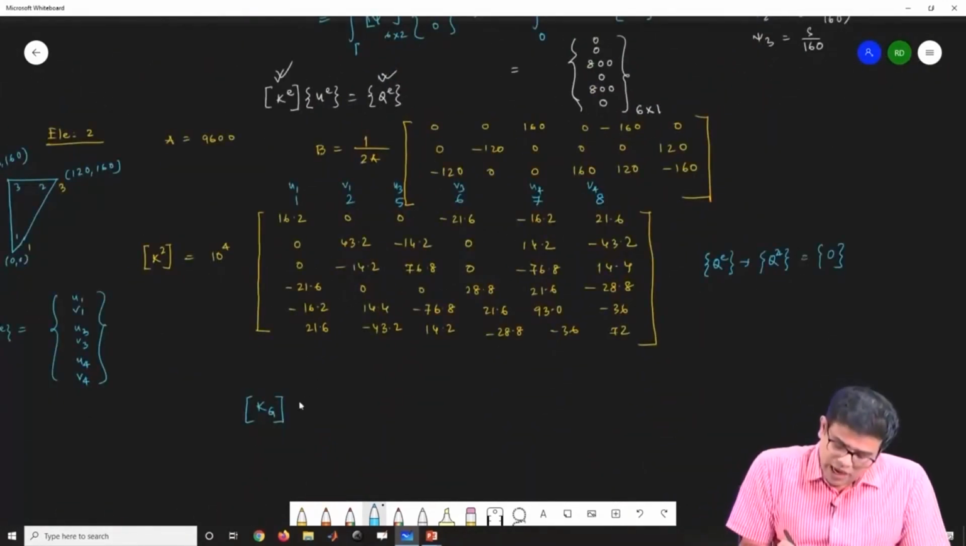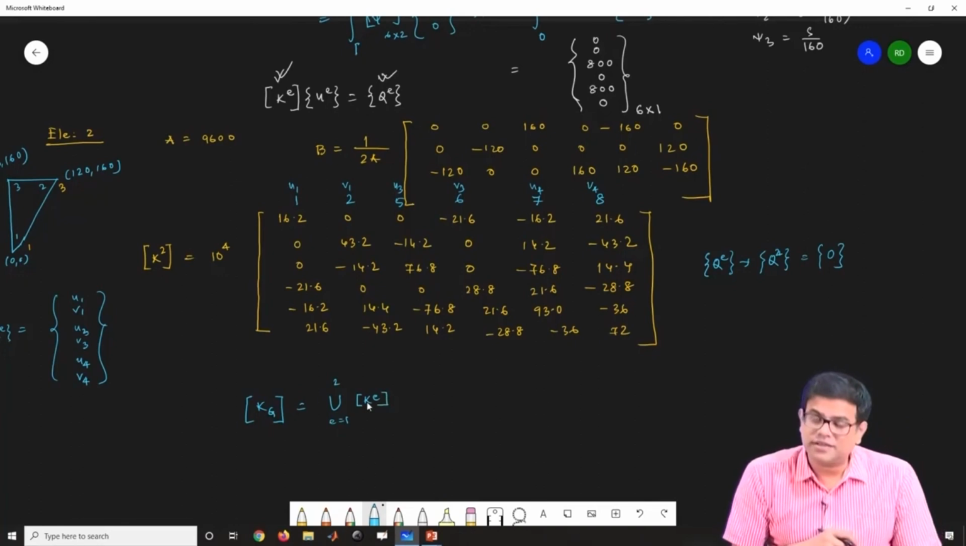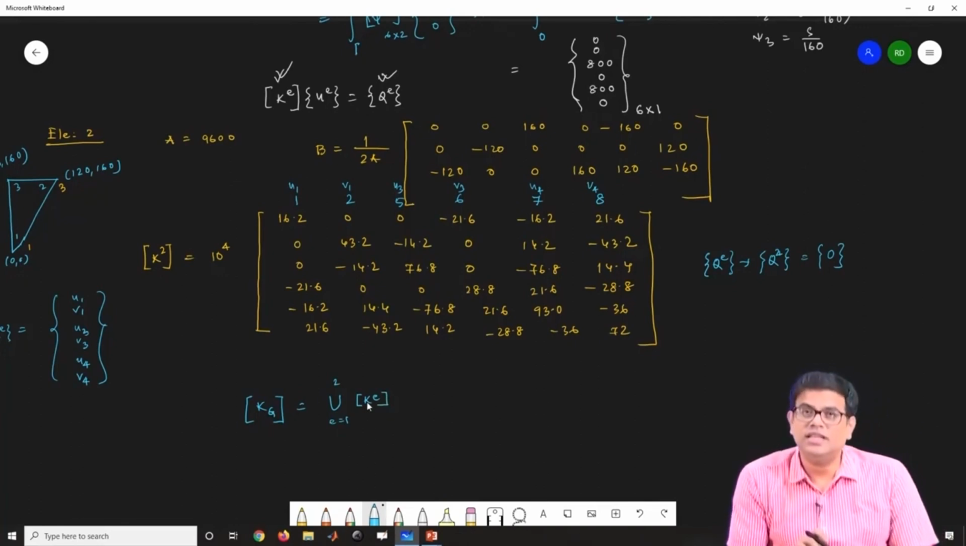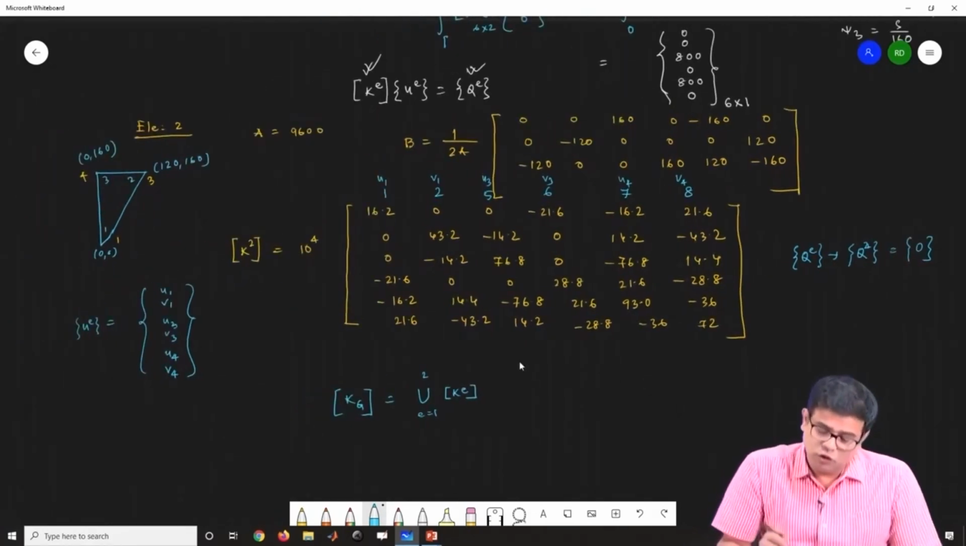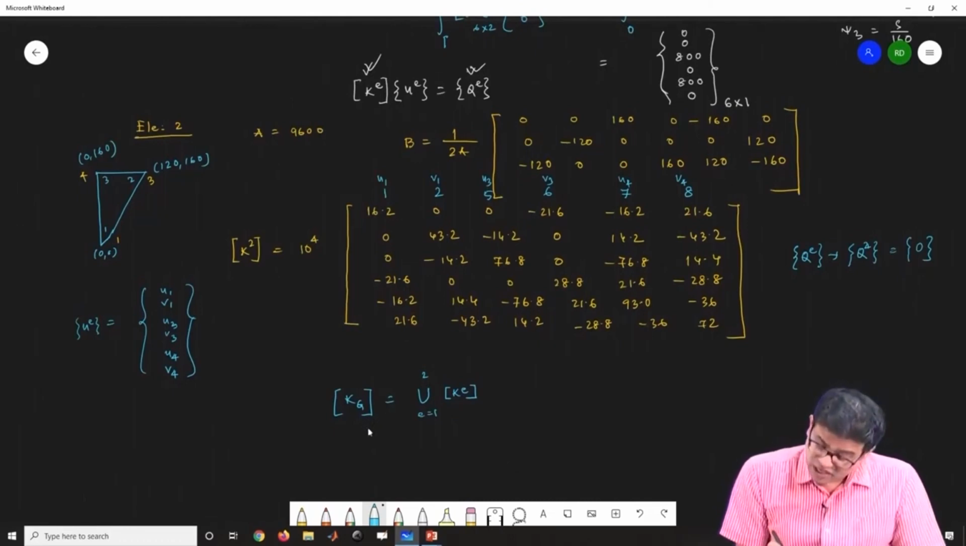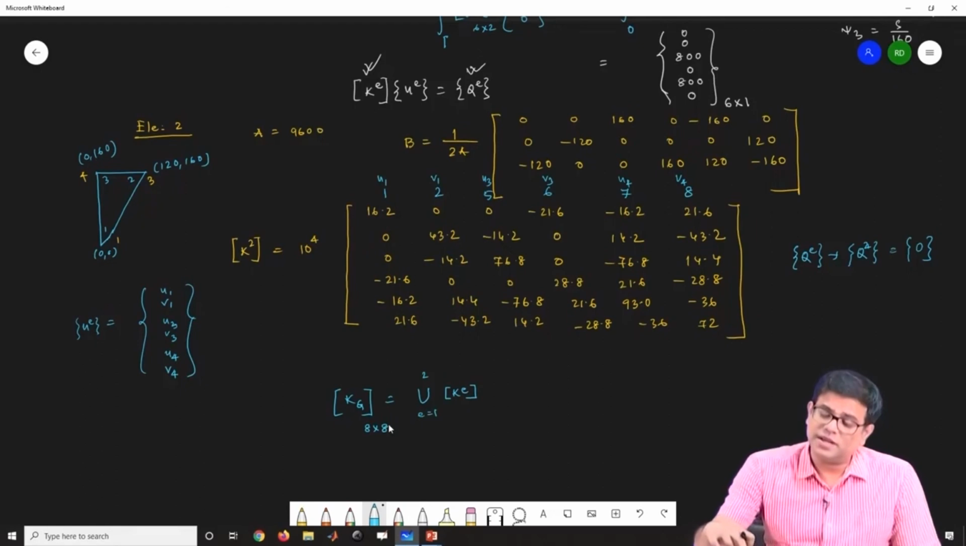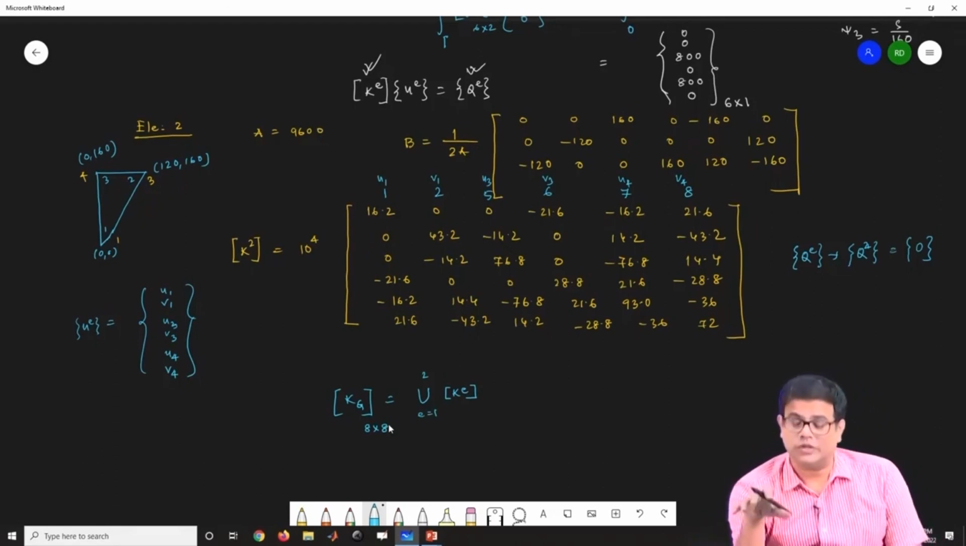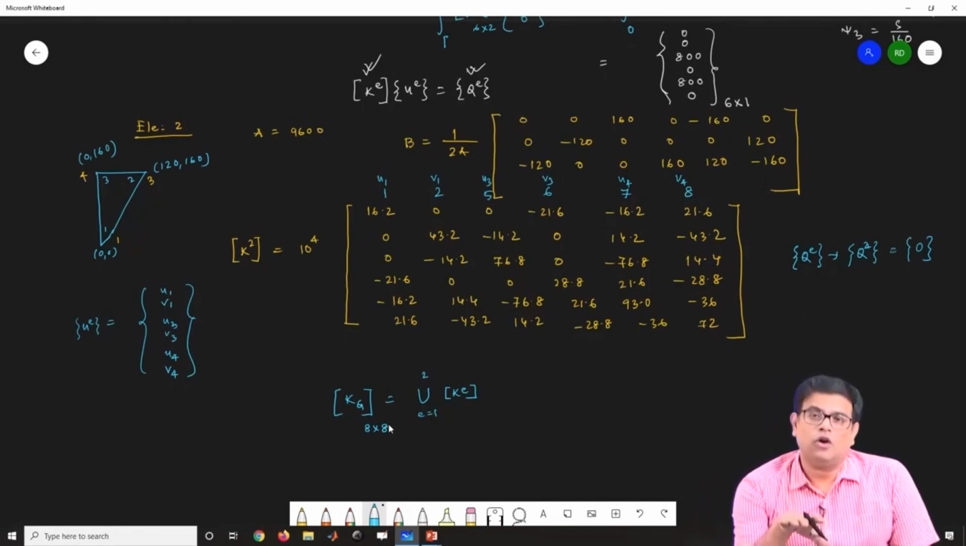Assembling I have to do according to the connectivity, the element number 1 to 2, I have to assemble the local element stiffness matrix. As per connectivity, if I assemble it and then put the boundary condition, the final global stiffness matrix will be 8 cross 8, because the element stiffness matrices are 6 cross 6. Then I have to put the boundary condition, so I have to take the reduced stiffness matrix, the procedure of which has already been described.